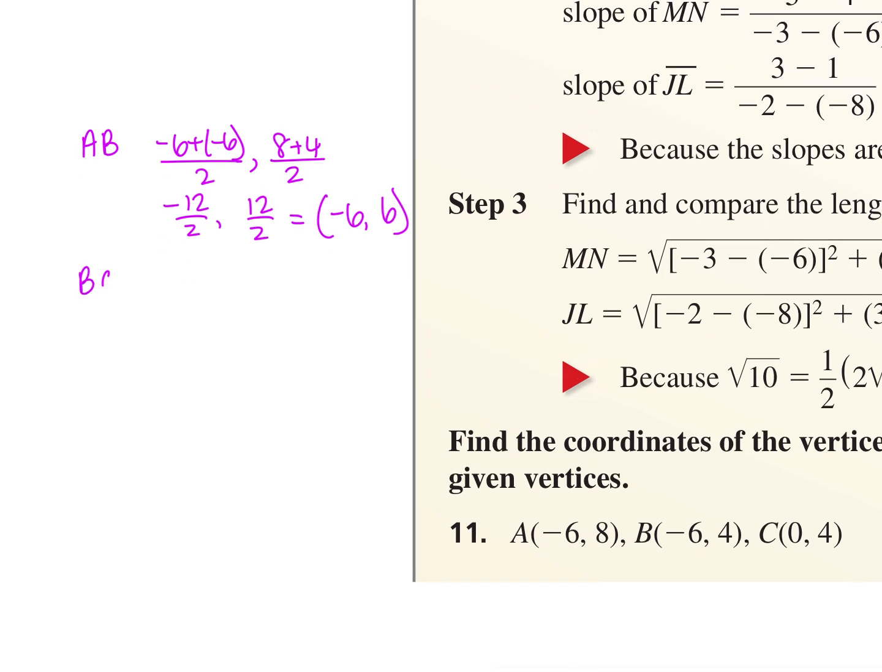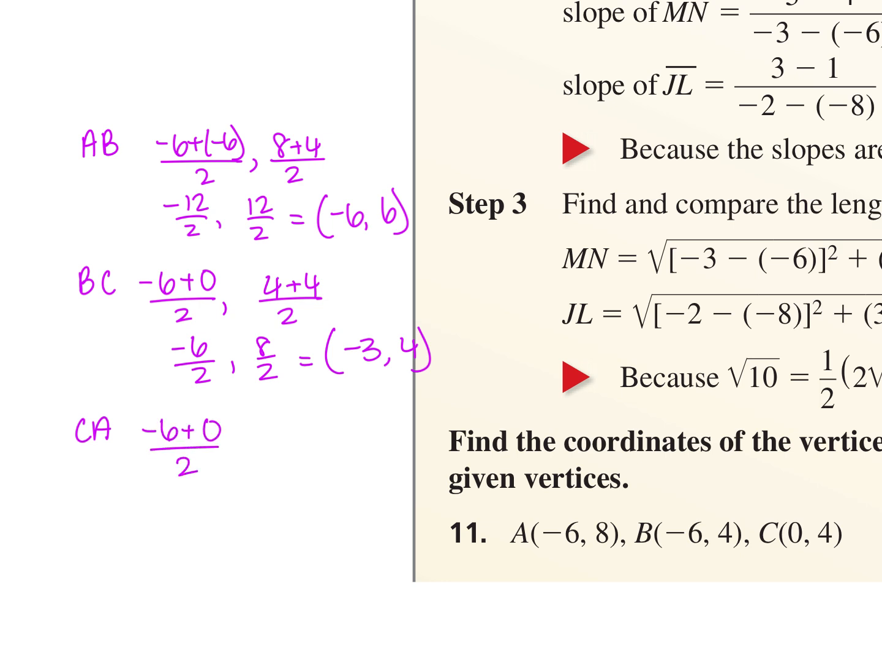Now I'm going to go ahead and do BC. -6 plus 0 divided by 2, 4 plus 4 divided by 2. I'm going to get -6 over 2 and 8 over 2, which simplifies to -3, 4. And then I need to do CA. That's also a segment for my triangle. I have -6 plus 0 divided by 2, 8 plus 4 divided by 2. I'm going to get -6 over 2 and 12 over 2, which is going to give me -3, 6.